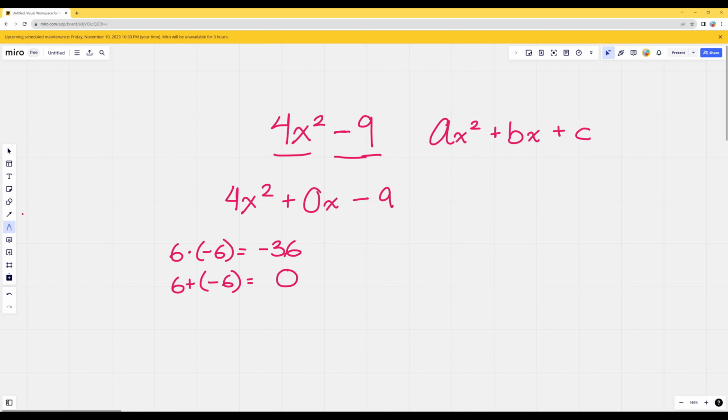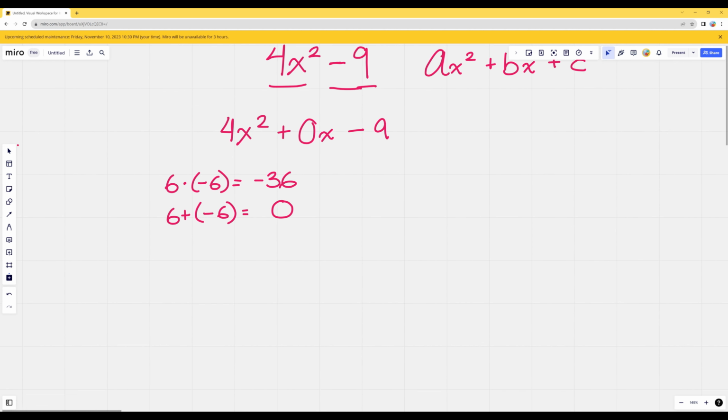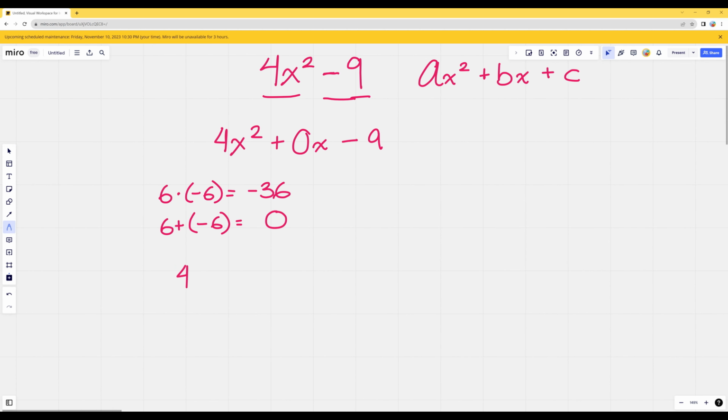Alright, now let's rewrite our expression one more time, but splitting the middle term into 2. So what we're going to write is 4x squared, which is our first term, and then plus 6x and minus 6x and minus 9. Okay, you'll notice that the two middle terms in our expression will cancel each other out, and that is why in our original expression we don't have a middle term.